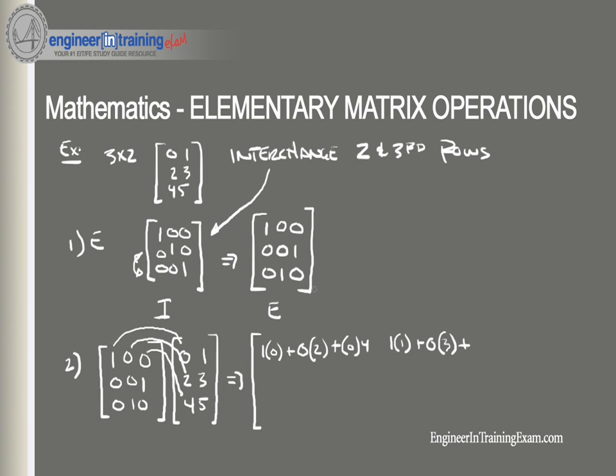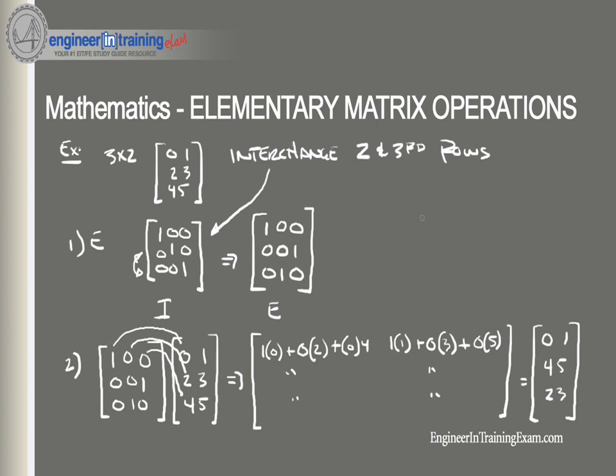So you guys know how to do matrix multiplication. You just carry that out, and we'll end up having the new matrix 0, 1, 4, 5, 2, 3. So visually you can confirm that indeed we interchanged the second and third rows by using an elementary row operation.